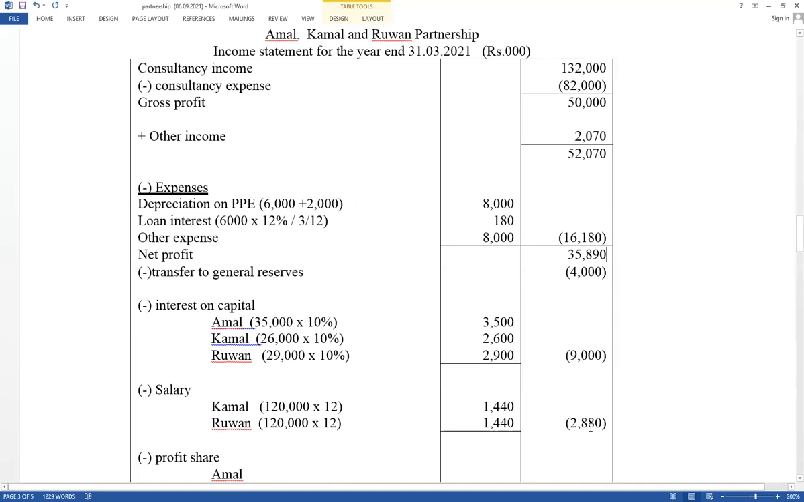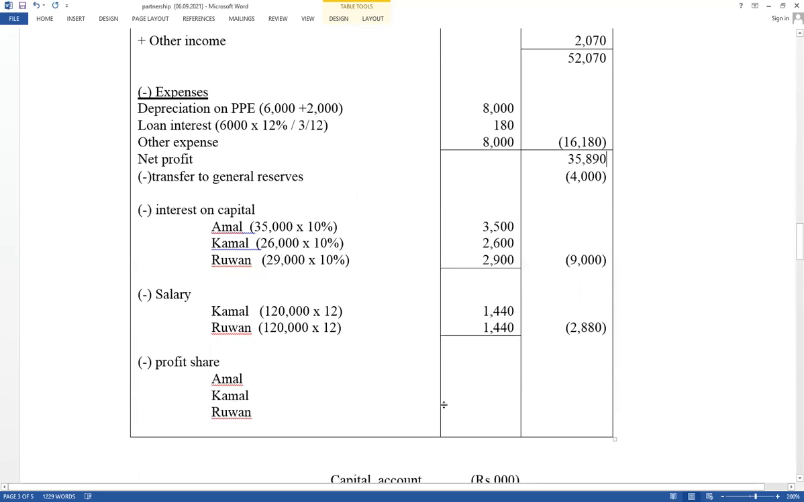Then net profit can be calculated. Share of profit can be calculated. Take the answers. 35,890. From that value, deduct 4,000, as well as deduct 9,000 and deduct 2,880. Therefore, the difference value should be considered as share of profit.